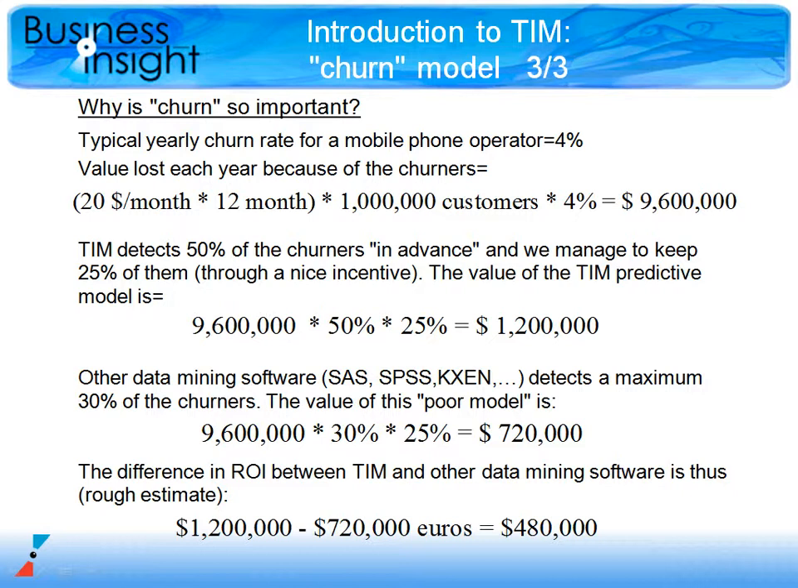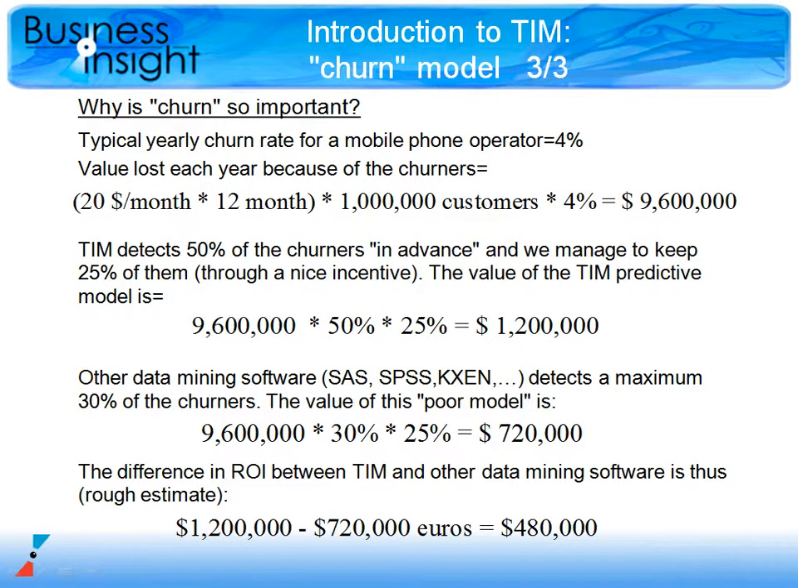The telecom offers the people who are about to churn free talk time or another incentive, and as a result manages to keep 25% of the potential churners. In this example, the value of the prediction list generated with TIM is $1.2 million. Other data mining software, like SAS, SPSS, or KXEN, is only able to detect in advance a maximum of 30% of churners. The value of their prediction lists is only $720,000.